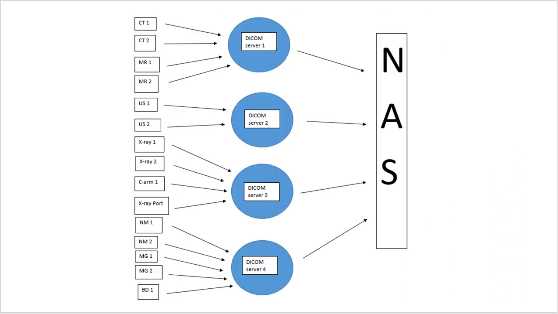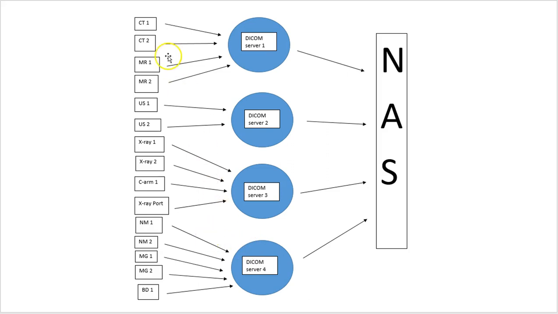So, this is what not to do. And I'll explain why not to do this in a minute. I've got both MRs and both CTs going to DICOM 1. I've got both ultrasound units going to this DICOM server. I've got all of the X-ray going to DICOM server 3. I've got all the nuke med and all the mammo and all the bone density going to DICOM 4.